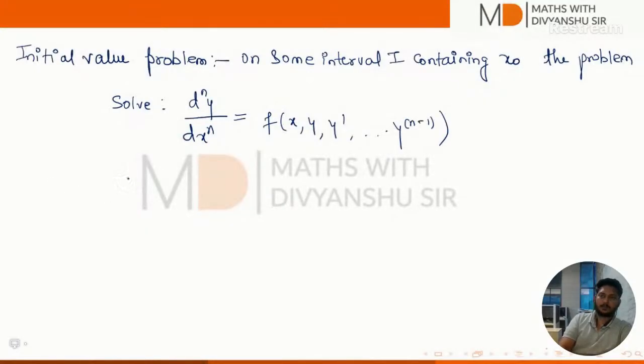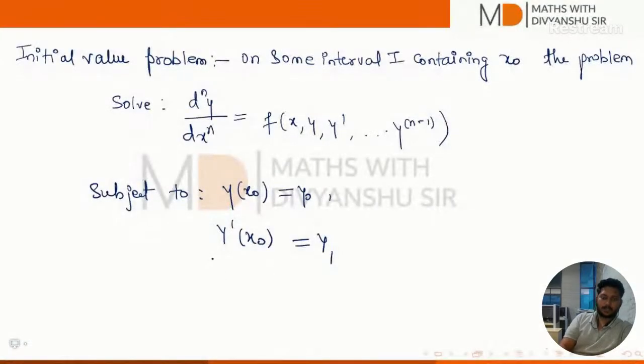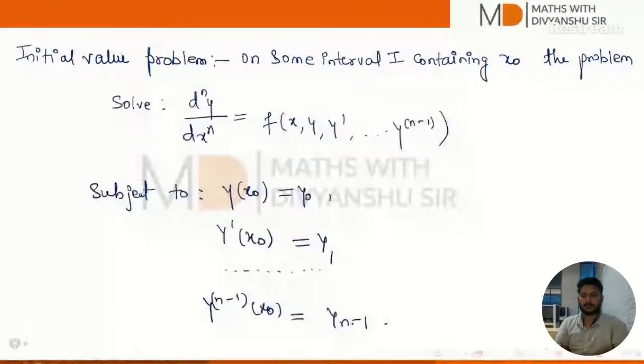Now solve for this, subject to something initially: y(x0), which is written in the form of y0, and when you take its derivative it goes to y1. And when you take the n minus 1 times derivative, you write y^(n-1)(x0), which is equal to y_(n-1). That is the derivative part.